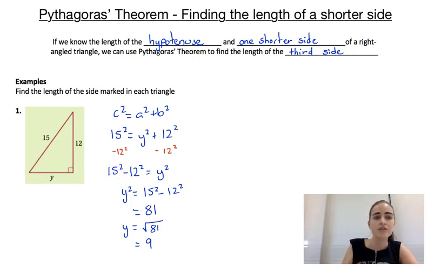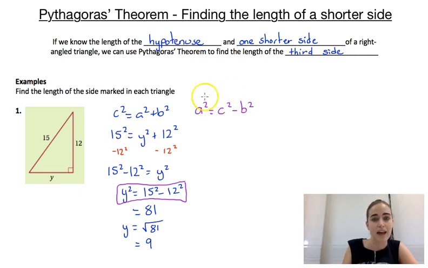Now when you're doing this, you don't have to go through this whole process. You can start at this line if you want. But you just have to remember that when we're finding the length of a short side, we're going to go the hypotenuse squared minus one of the short sides squared. So if we're rearranging this formula, if we're finding a squared instead, it's going to be c squared minus b squared. And you can start from there if you'd like instead.